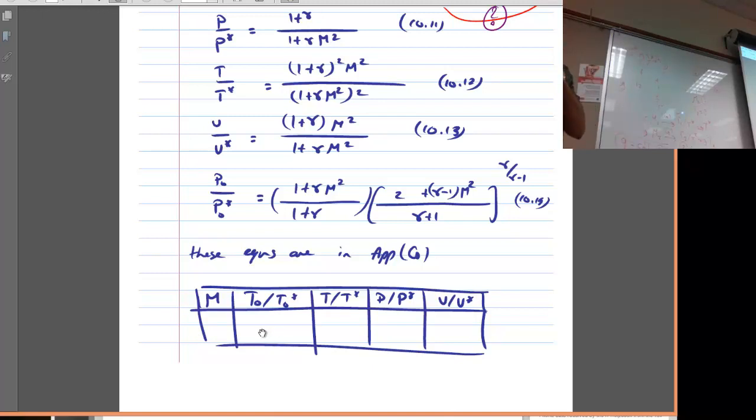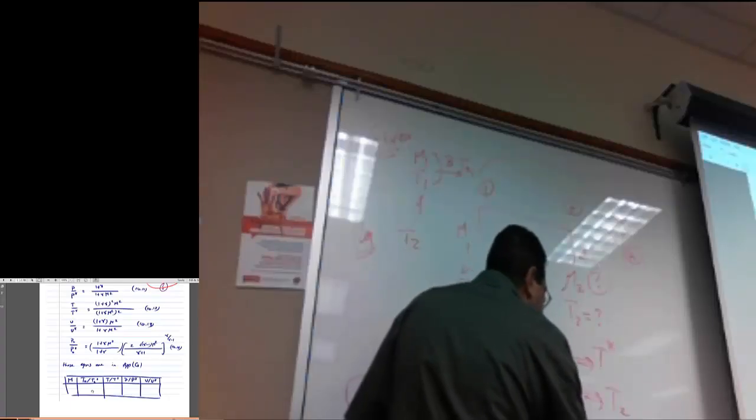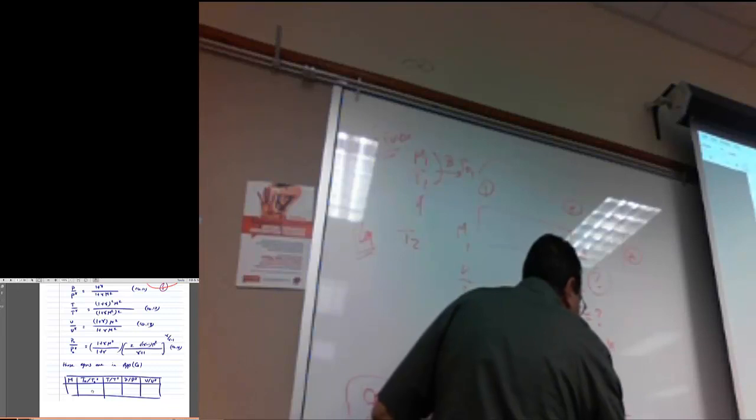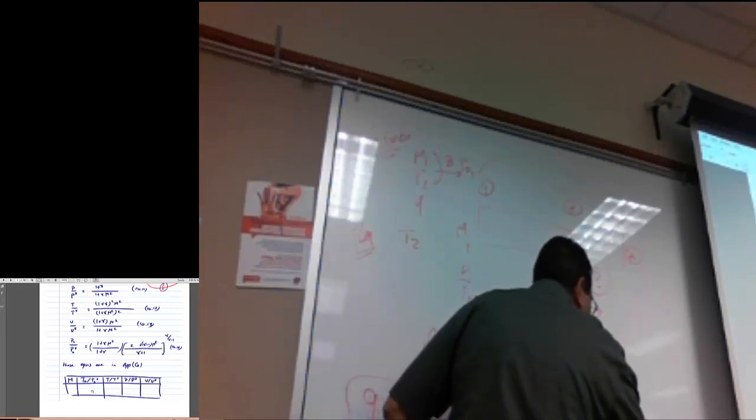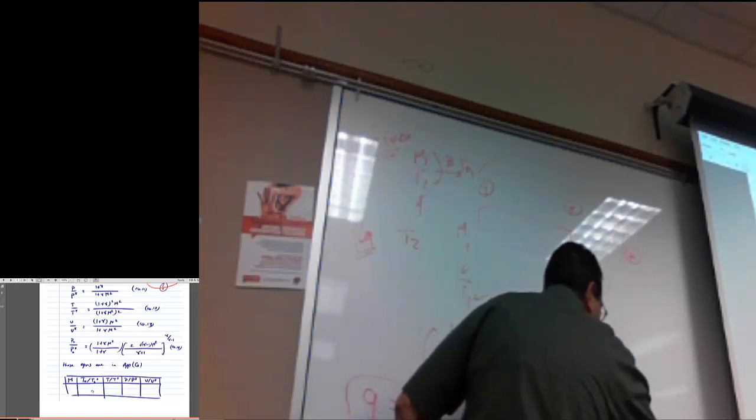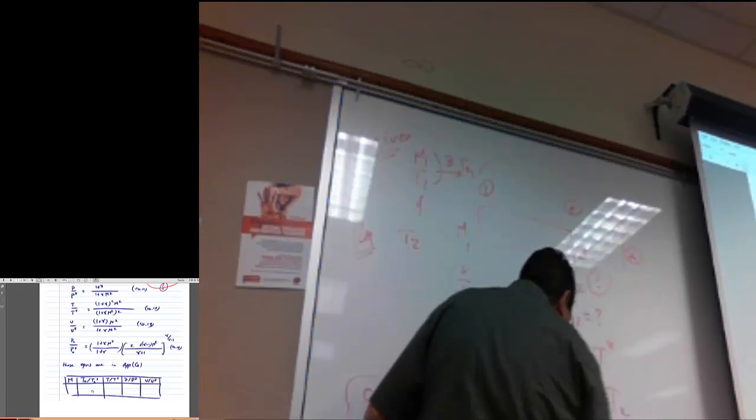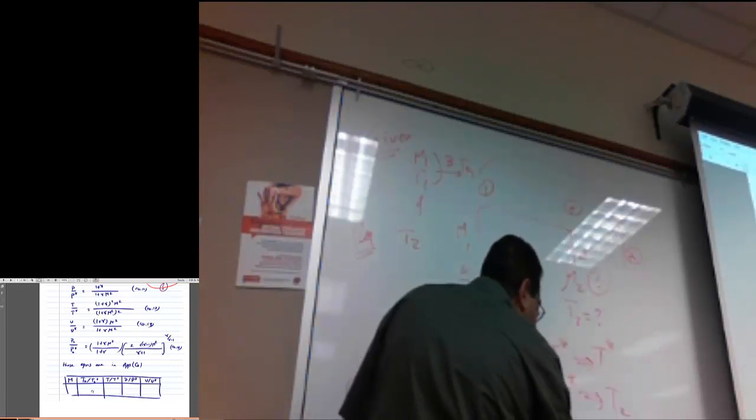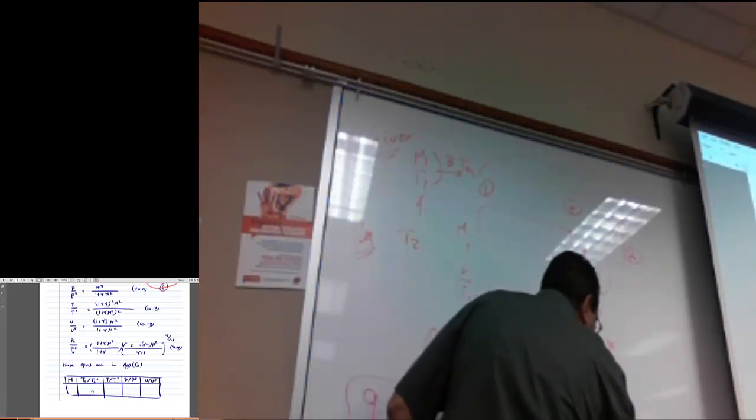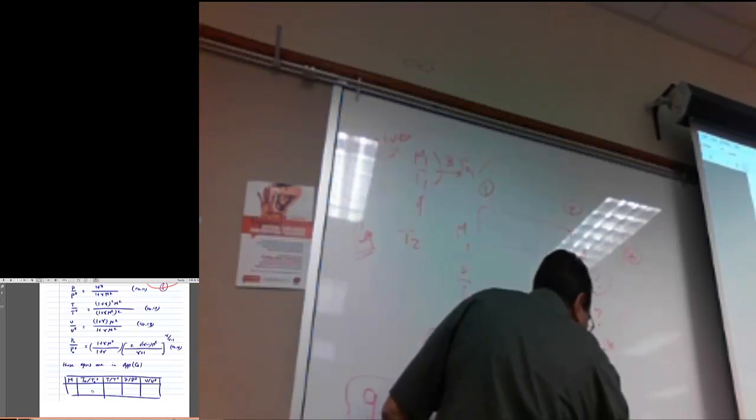So Kenny saw that only if I know T naught star, I will have T naught 2 over T naught star. So how did he get T naught star? He said, let's use M1. So from M1 and this appendix G, you can get T naught 1 over T naught star, and from that we get T naught star, and then T naught 2 over T naught star. This is how you calculate your M2.